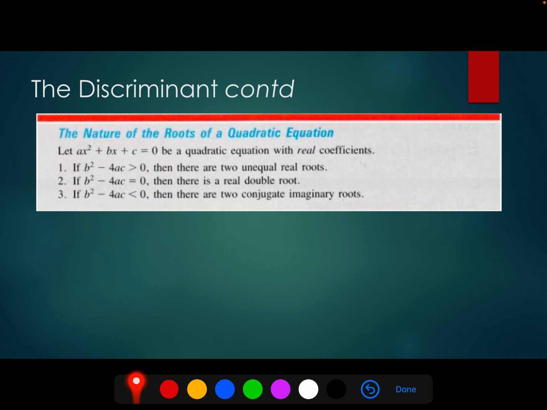So when we take the discriminant and we get that b squared minus 4ac is greater than 0, we say that there are two unequal or two unique real roots. If b squared minus 4ac is equal to 0, then there's a real double root, or you could say that there's one solution. And if b squared minus 4ac is less than 0, then there are two conjugate imaginary roots, or we could say two imaginary solutions.